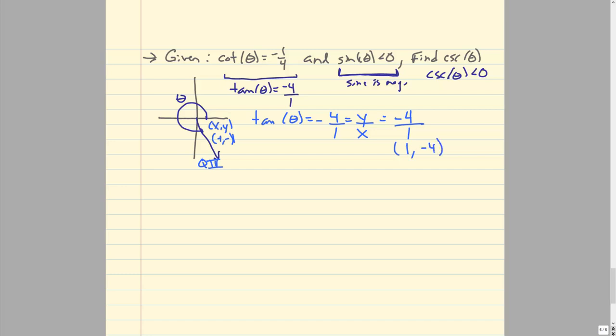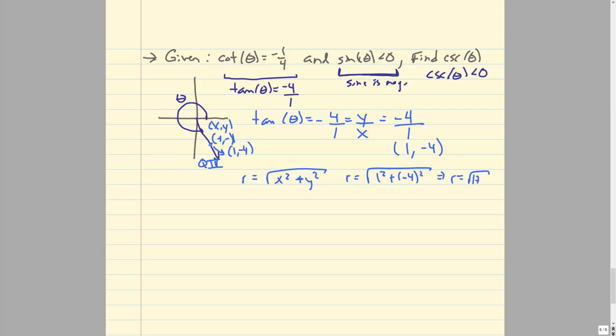Once I know that, I should be able to find r, and then work from there. So 1, -4, let's say, is this point right here. To find r, r is the square root of x squared plus y squared. And remember, this comes directly from the Pythagorean Theorem. So 1 squared plus negative 4 squared. So r is the square root of 17.